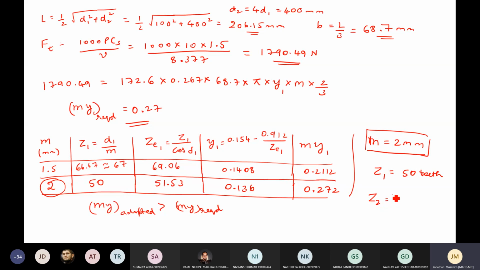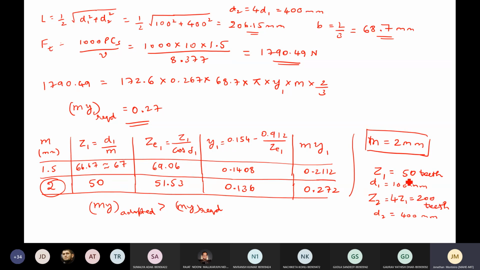Then what about Z2? 4 times Z1, 200 teeth. So what is the idea of this problem? You have module 2 mm, diameter d1 is 100, and d2 is 400. This is the combination that you need to use for a right angled bevel gear with a speed reduction of 4: 50 and 200 teeth.